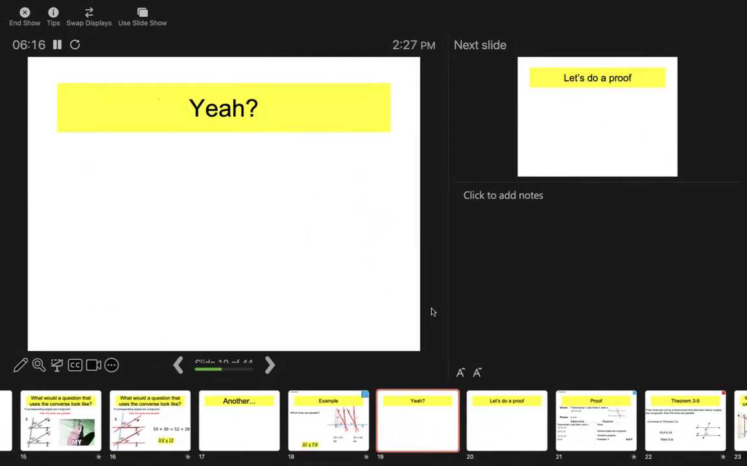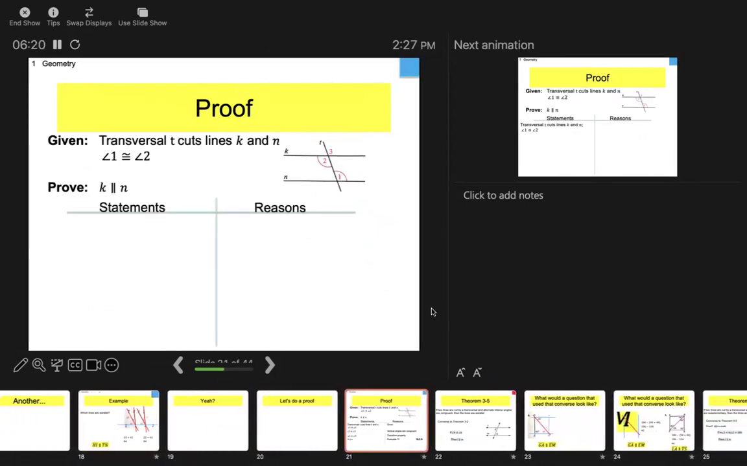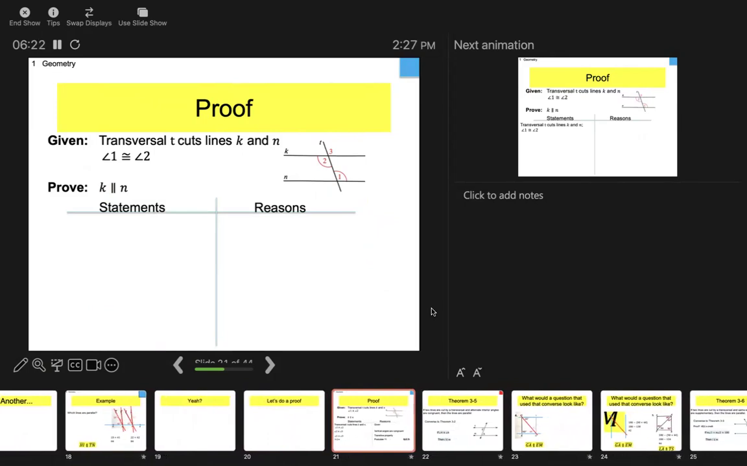Okay. Let's do a proof. All right, so let's see. Here's a proof here. It says we have transversal T that cuts lines K and N, and we're supposed to prove that K and N are parallel. Oh, and we're also given that 1 is congruent to 2. And notice there's a third angle there, 3, that's marked, but it doesn't say anything about it. All right, so that's where we're starting, and that's where we're finished, right?